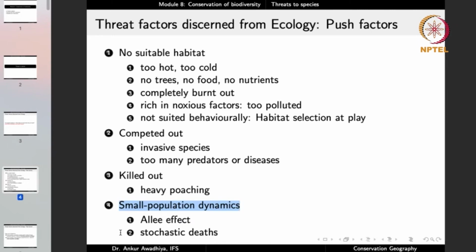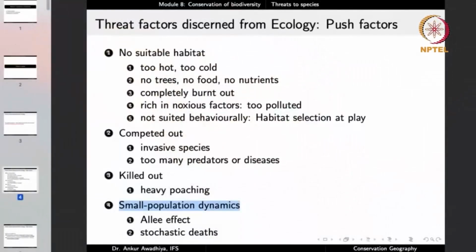Another small population dynamic is stochastic deaths, that is, random deaths. Now, if you have a population of 500 animals, and if 5 animals die, nothing will go wrong, because 5 animals is just 1% of the population. But if you have a population of, say, 6 animals and 5 of them die, then there is only a single lone survivor, and the population will be completely extinct when this animal dies. So the stochastic effects also start to play a big role in the case of smaller populations.